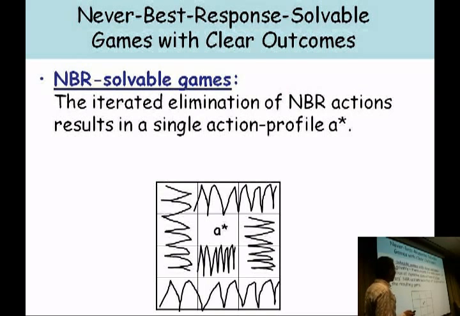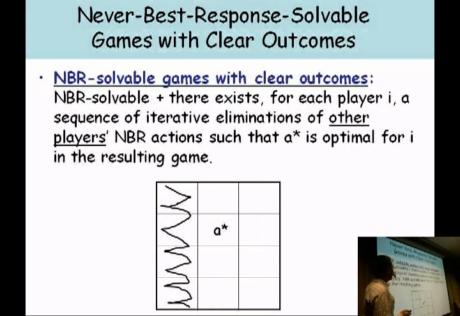Clear outcomes are what we basically need for incentive compatibility. What clear outcome means is that there exists, for each player i, a sequence of iterative eliminations of strategies of the other players, such that if we consider the game after these strategies have been eliminated, then A star is the best thing for that player. It's the optimal state for that player.